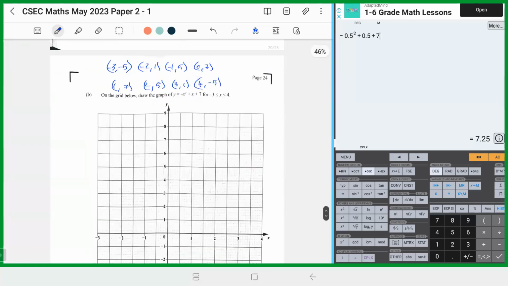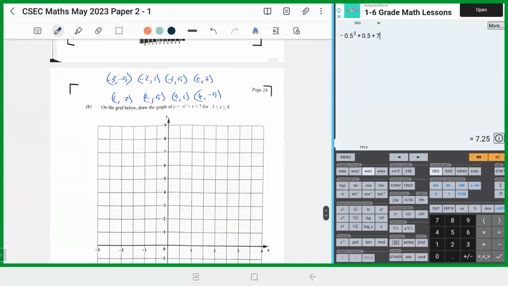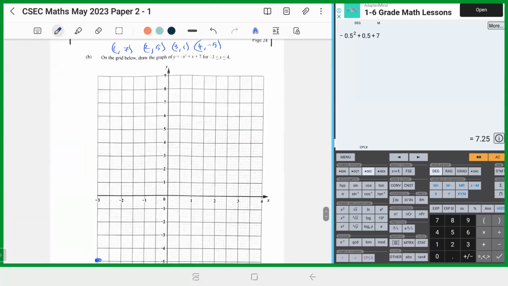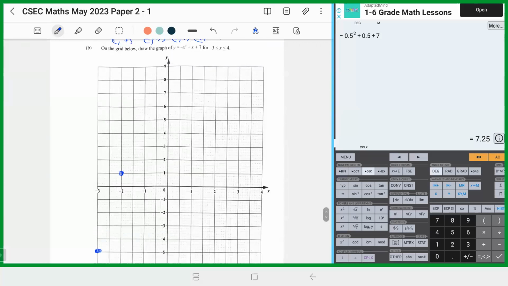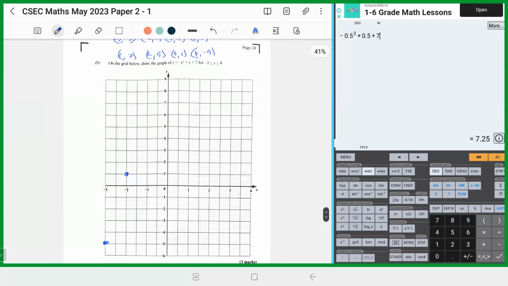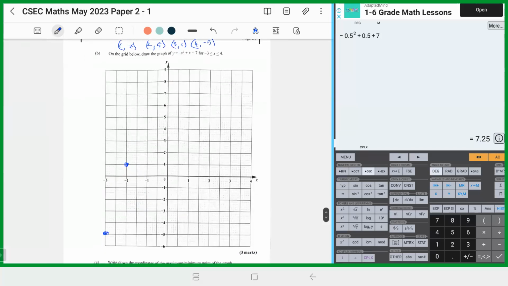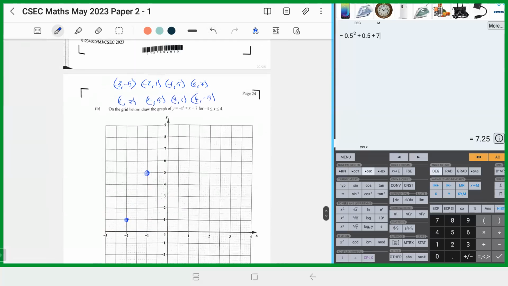Next point is -2, 1. -2, 1 is right here. Next point is -1, 5. -1, 5 is right here. Then the next point is 0, 7, that is here.